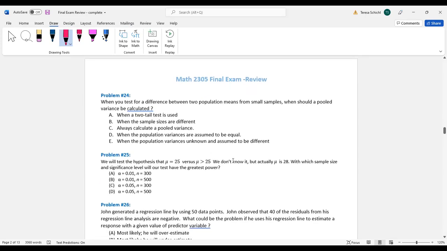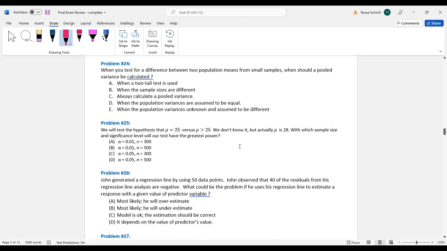Number 24 talks about when you test for differences between two population means from small samples. When should the pooled variance be used? We talk about the pooled and the non-pooled. For the pooled to be used, that means we can assume these two populations have the same variance or same standard deviation. That's the pooled variance condition here.